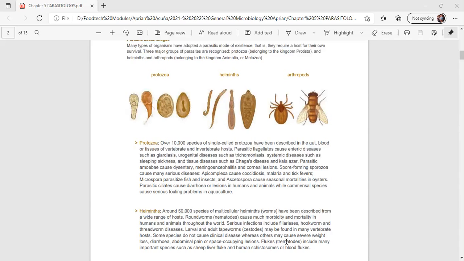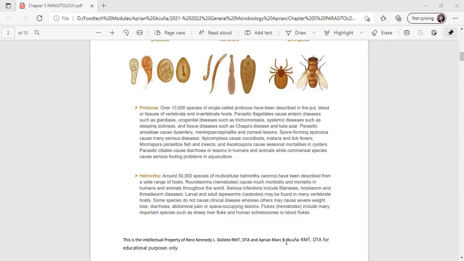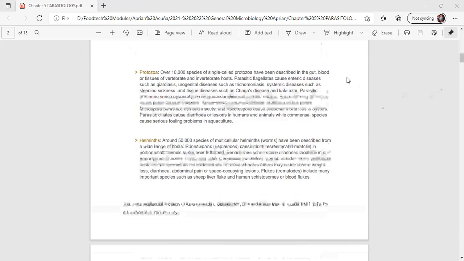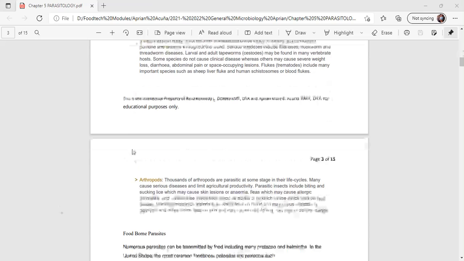lesions. Then you also have flukes, which are trematodes, which include many important species, such as the sheep liver fluke and the human schistosomes or blood flukes. Among the arthropods, you have the insect types. Thousands of arthropods are parasitic in some stages of their life cycles. Many cause serious diseases and limit agricultural productivity.